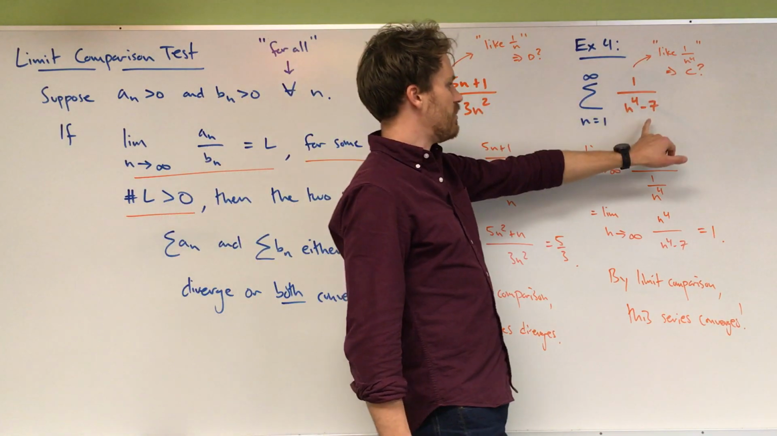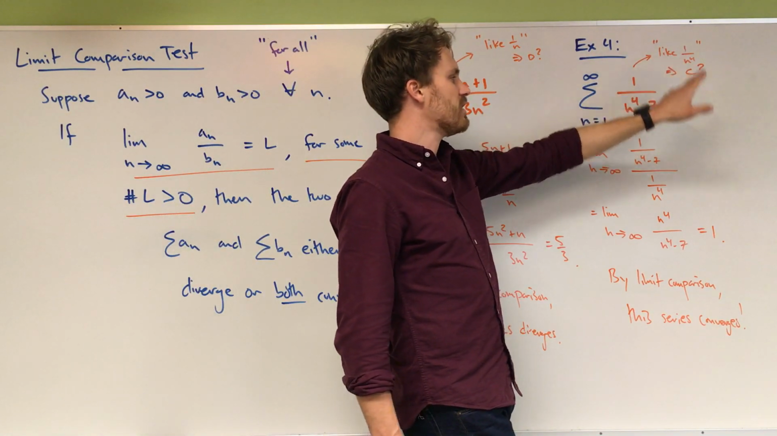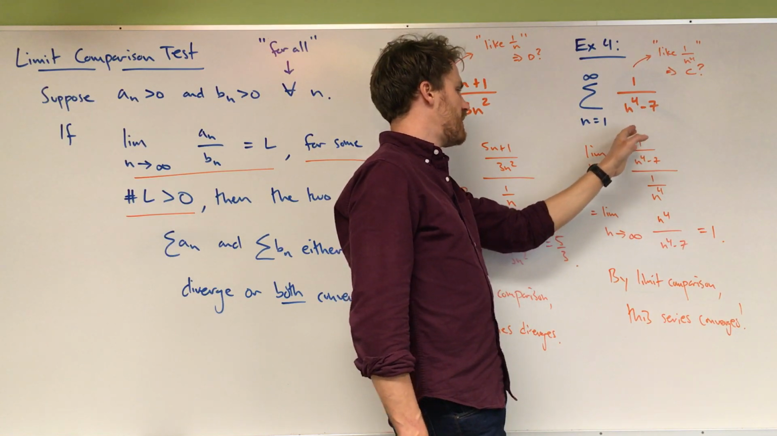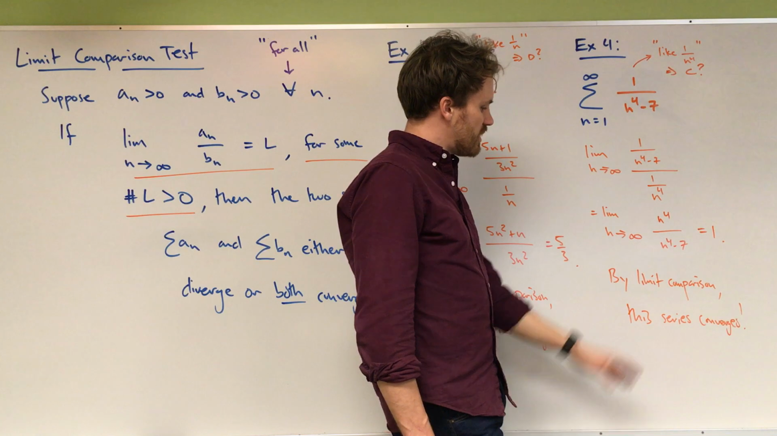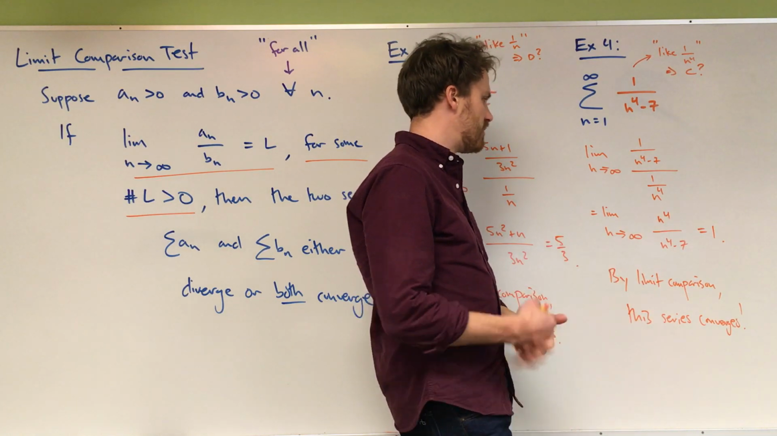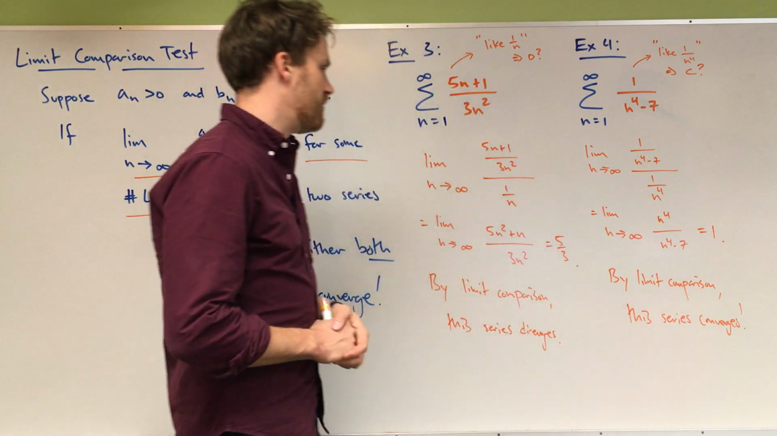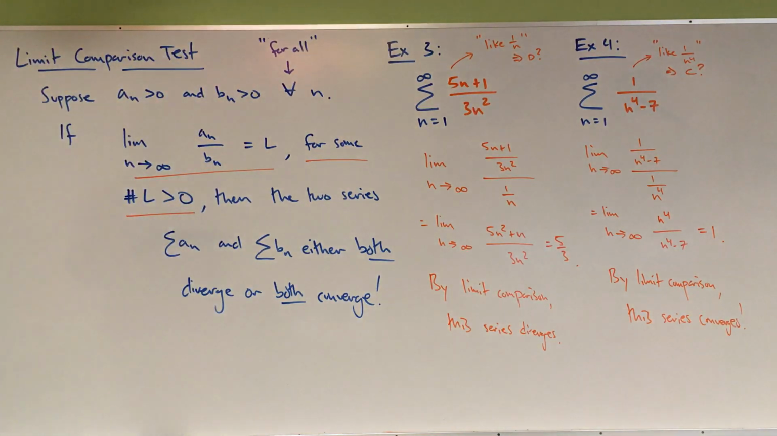Over here, I think it behaves like 1 over n to the 4th, so I think it converges. So I will find the quotient of the two, take the limit as n approaches infinity, and get a constant. Thus, they must both converge. So that's the limit comparison test, one of my favorite tests for convergence.